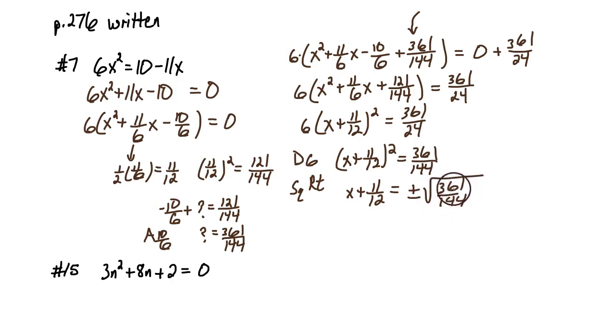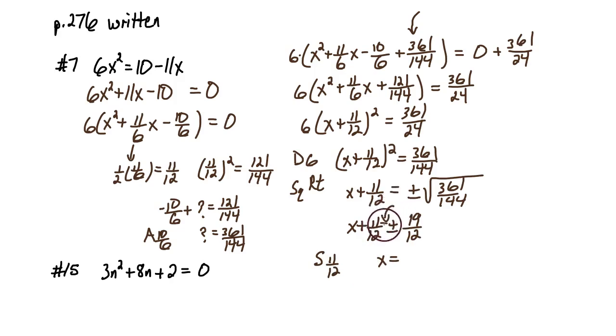Now does this turn out to be anything nice? Let's use the calculator and try to find the square root of 361. It's 19, and the square root of 144 is 12. So this is equal to x plus 11 over 12 plus or minus 19 over 12. Now subtract the 11 over 12 from both sides to get x alone.